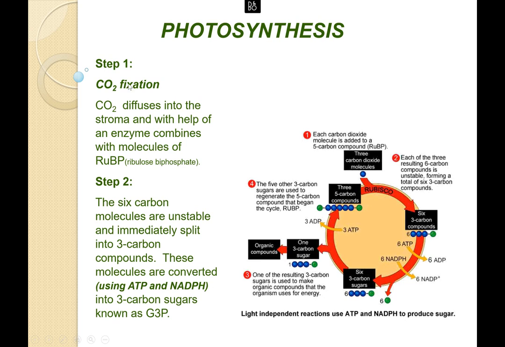The first thing that happens is CO2 fixation. Fixation is a fancy way to say it goes from a gas to a solid. So CO2 diffuses into the stroma, right, with the help of an enzyme, combines with molecules of something called RuBP, ribulose bisphosphate. That will give you 6 carbon molecules. They will be unstable, split into 3 carbon compounds, and then those are converted into G3P, right? Does that sound familiar? Should, from cellular respiration.